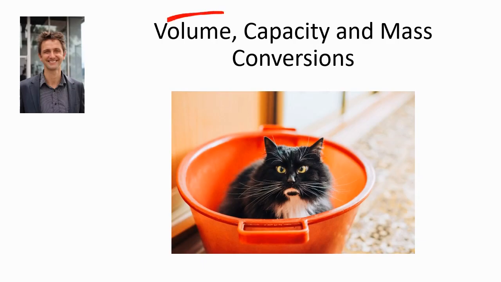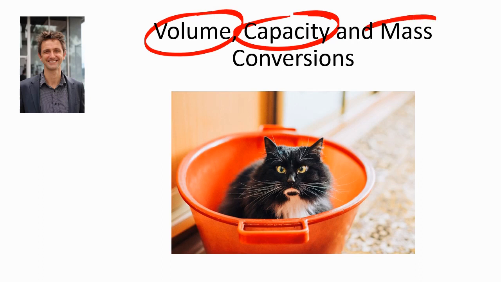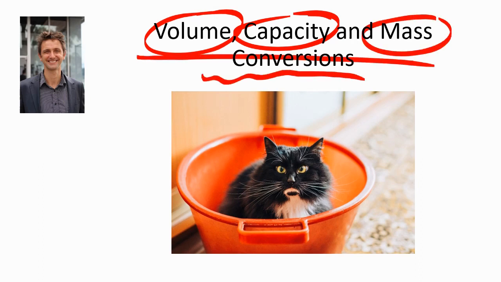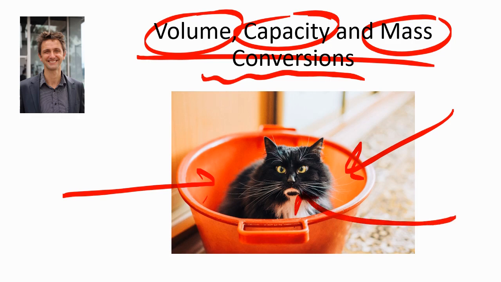We are looking at volume, capacity and mass conversions. And conversions just means how do we make all these equal each other. You might look at this bucket and ask what's the volume of the bucket, what is the capacity of the bucket, and what might be the mass of the cat in the bucket. Okay, let's have a go.